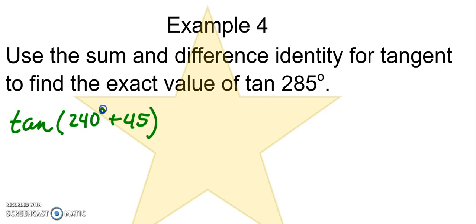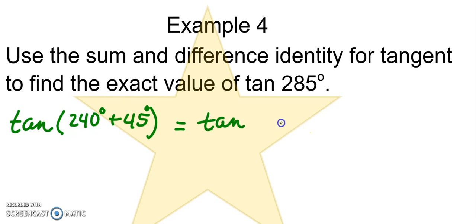And 45 is in the first quadrant, so that helps out. And sometimes it might not always be first quadrant that they will add to give you that answer, or subtract to give you that answer, but it's always good if you can get one. So here we are using our sum because we're doing 240 plus 45 to give us 285. So we're going to use this and find our values.